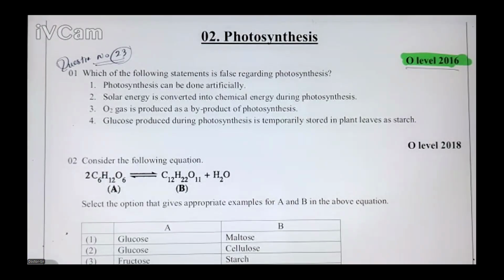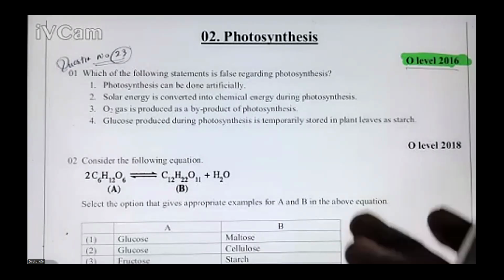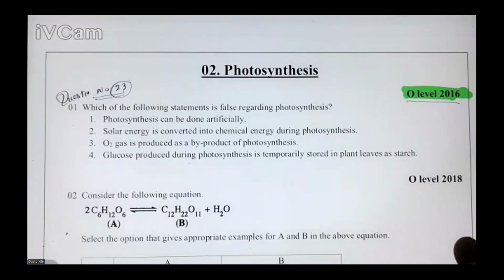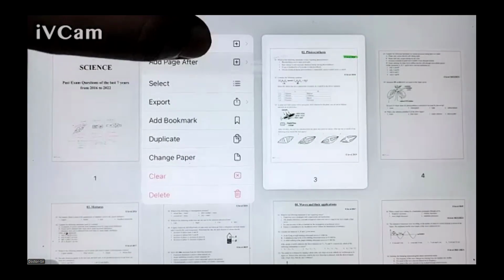Which of the following statements is false regarding photosynthesis? They ask about the false answer. Okay, right. So let me explain the mechanism with a simple diagram regarding photosynthesis. Before that, I need to add another blank page. Right. So now look here.